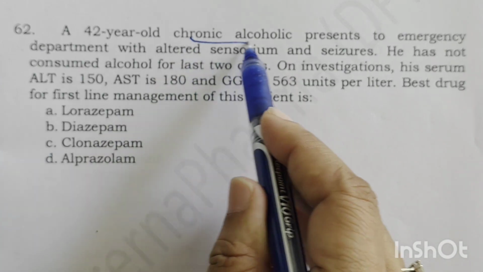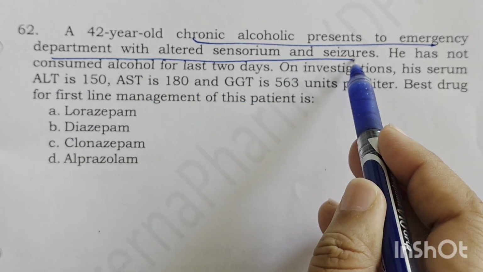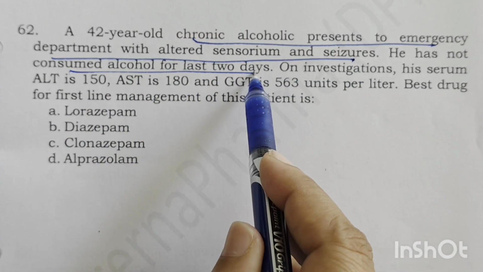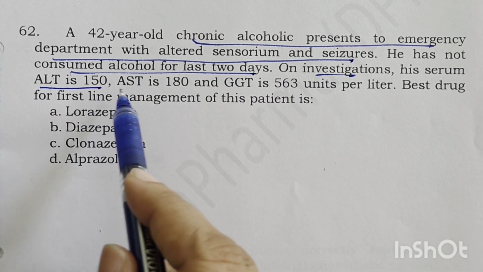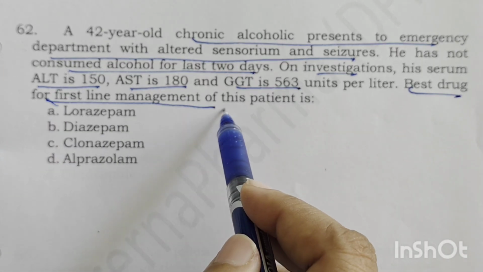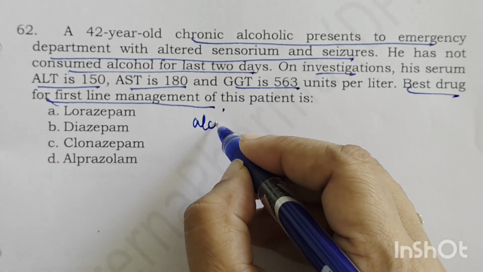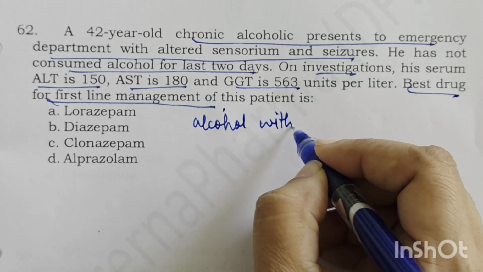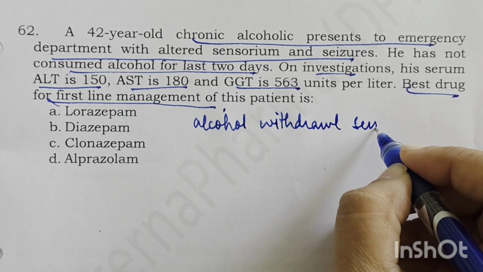Next, a 42-year-old chronic alcoholic presents to the emergency with altered sensation and seizures. He has not consumed alcohol for the last 2 days. Okay, so on investigation, serum ALT is 150, AST 180, GGT is 563. Now, what is the best drug in the first line management of this patient? Now, this is basically alcohol. The patient is suffering from alcohol withdrawal seizures, right?